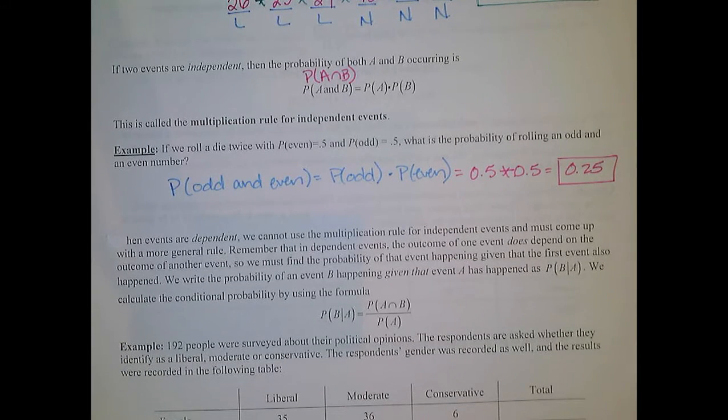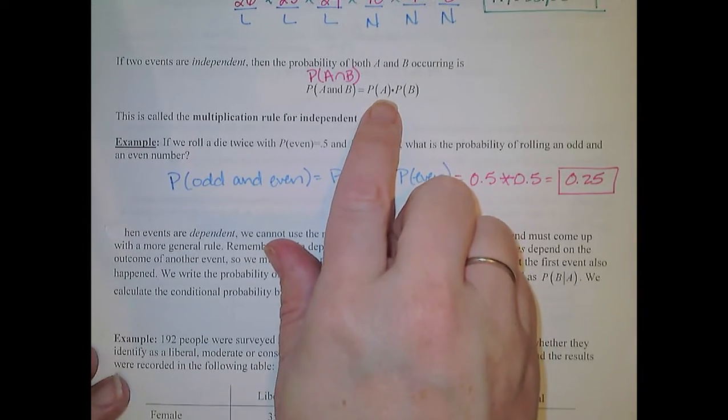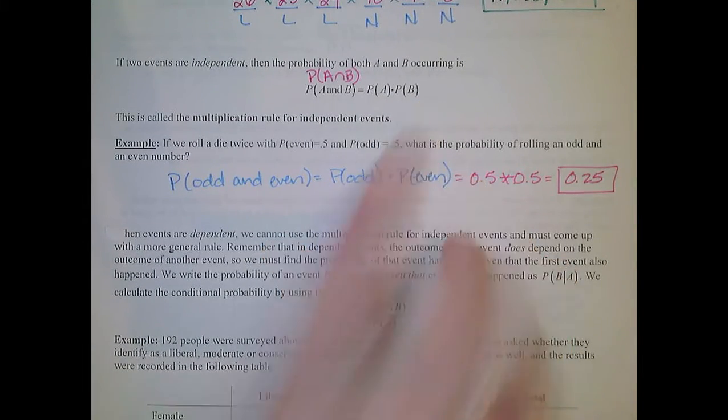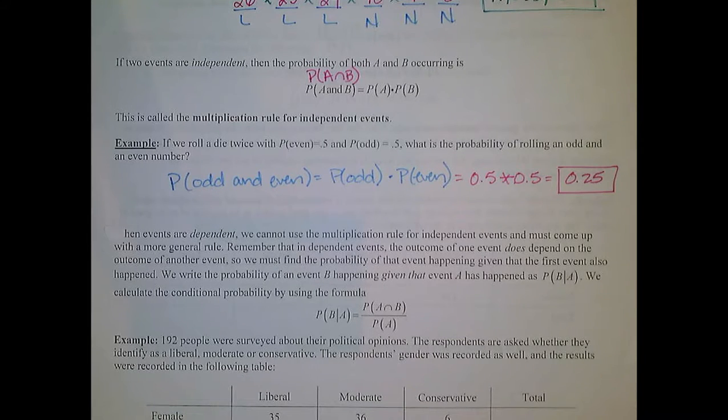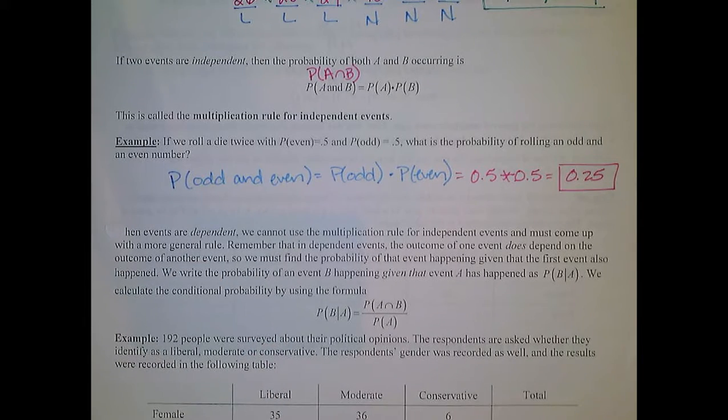However, if the events are dependent, then we have to change this rule a little bit. We can't just use the multiplication rule for independent events, because if event A has already happened, then that changes the likeliness for our next event. It might be more or less likely depending on whether or not A has happened. So in dependent events, the outcome of one event does depend on the outcome of another. So we must find the probability of that event happening given that the first event has already happened.